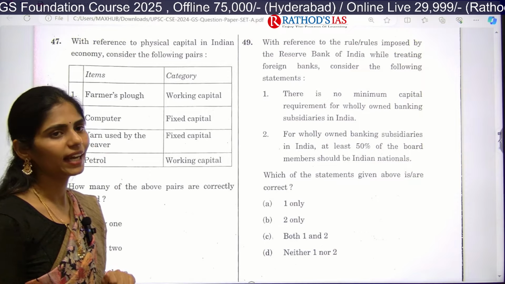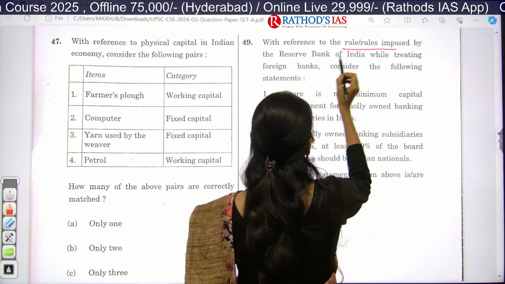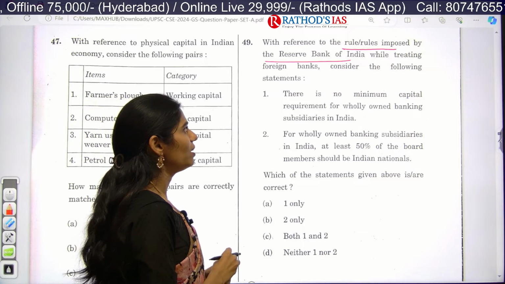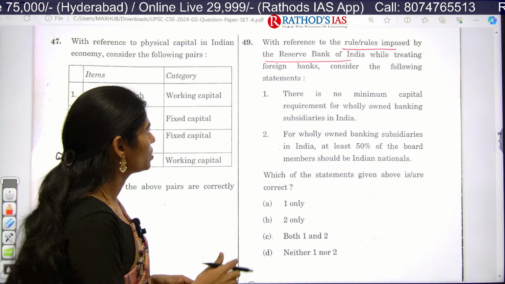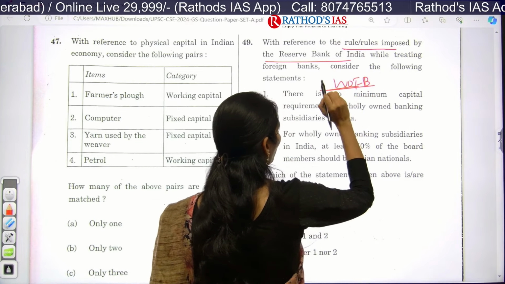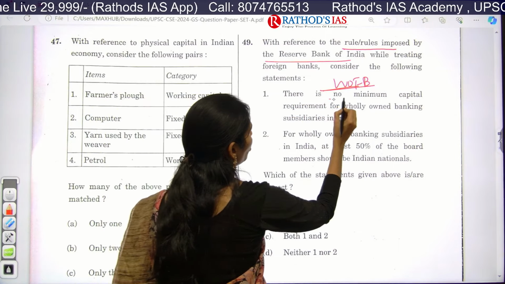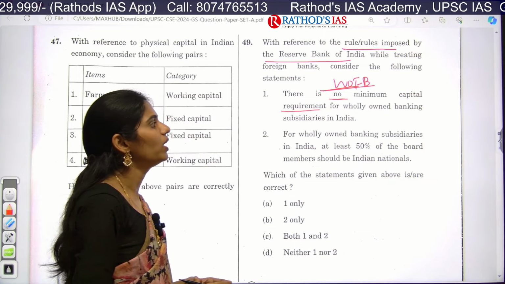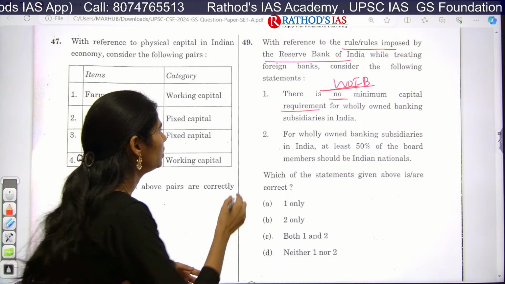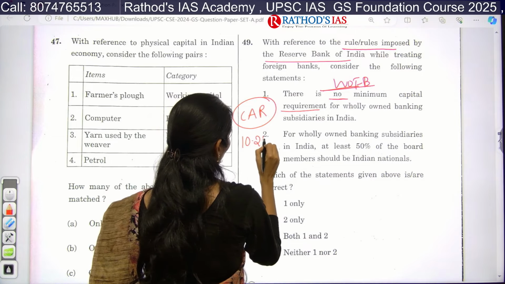And the next one is the 49th question. It is an economy based question. With reference to rule or rules imposed by RBI, that is the Reserve Bank of India, while treating foreign banks, consider the following statements. It is talking about WOFBs, that is wholly owned foreign banks. The first statement is there is no minimum capital requirement for wholly owned banking subsidiaries in India, but we have to maintain a capital adequacy ratio of 10.25%.